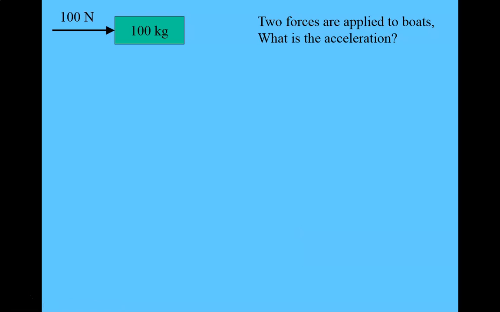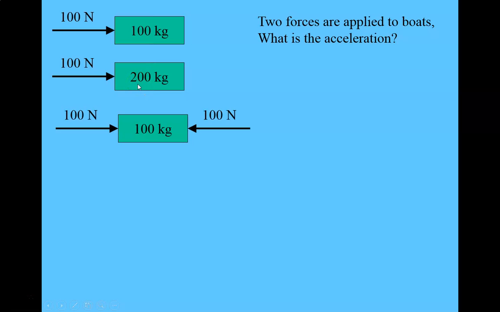Okay, so what we're going to do is figure out the acceleration on the boats here. So let's see, a equals F over m. So my acceleration is going to equal 1 meter per second squared. Okay. Now F over m. Now my acceleration is going to equal what? A half a meter per second squared. Okay. What's my acceleration going to equal here? 0 meters per second squared, because these two forces cancel out. What's my acceleration going to be here?